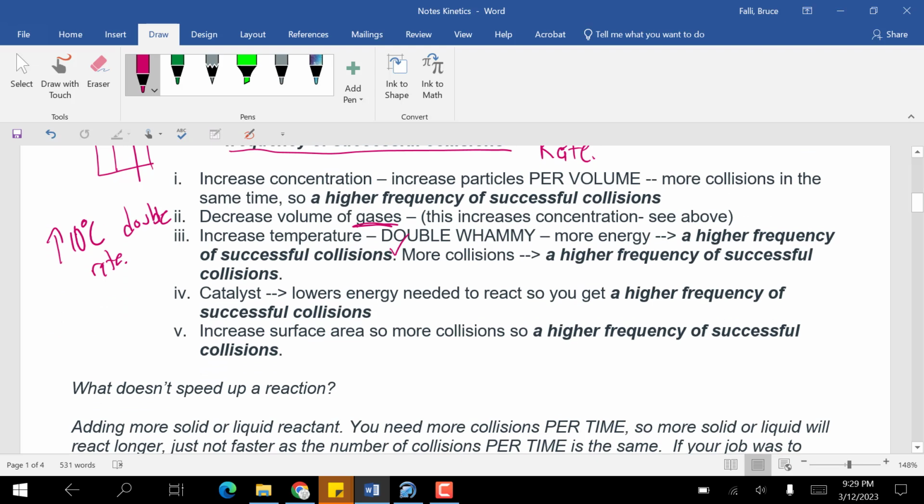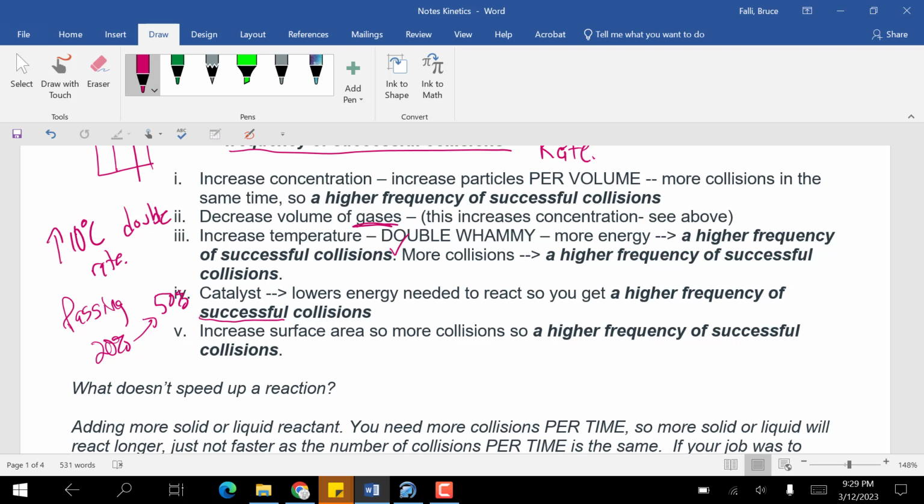A catalyst will speed up the rate. This lowers the energy needed to react, so you have a higher frequency of successful collisions because it's easy to be successful, right? So if I want a greater frequency of people getting A's, instead of people who get 20% on a test, you just automatically make it 50%, and that increases the rate of passing, right?